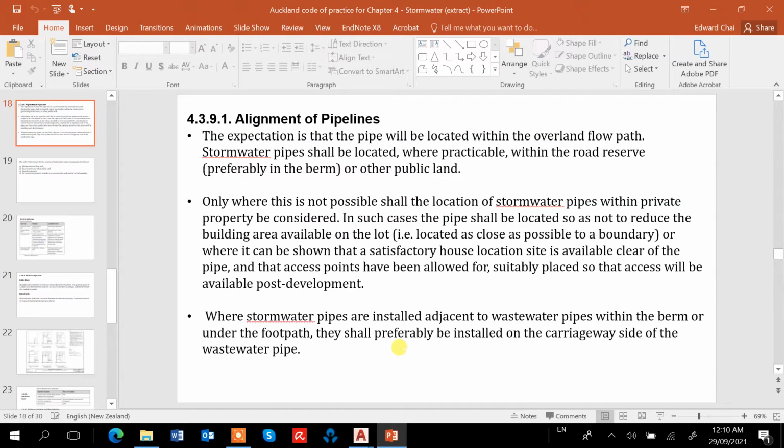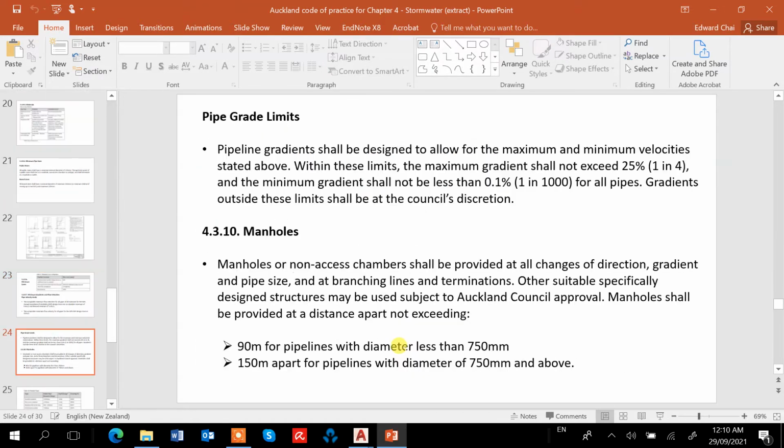Let me see, where is that? The manhole spacing, I think, is 90 meters for pipelines with diameter less than 750 mm. But here I will put it more closely spaced because we need to cater for the water from the catch pit. The spacing will probably be much less than 90 meters, maybe about 40 or 50 meters in Auckland. So I need to put it more closely spaced.